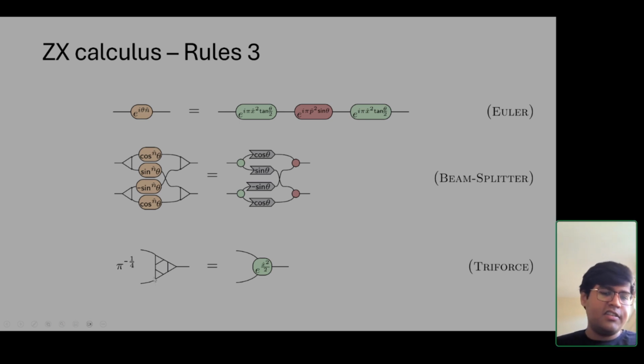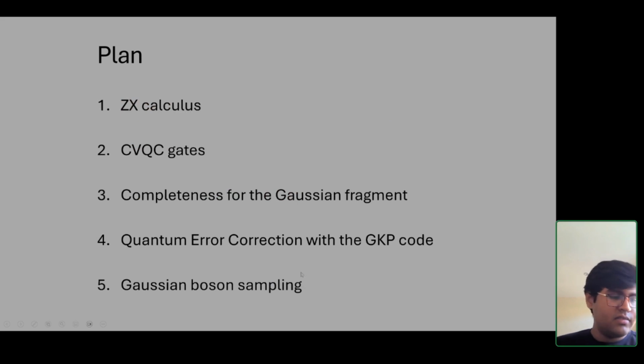And finally, this is the most interesting rule, which is the triforce. If you have three W nodes that are all connected to each other, it's the same as the Z spider. And this also generalizes to arbitrary arity. So if you have more W nodes that are all connected to each other, that's the same as a Z spider as well. Okay, so this is a quick introduction to the calculus.